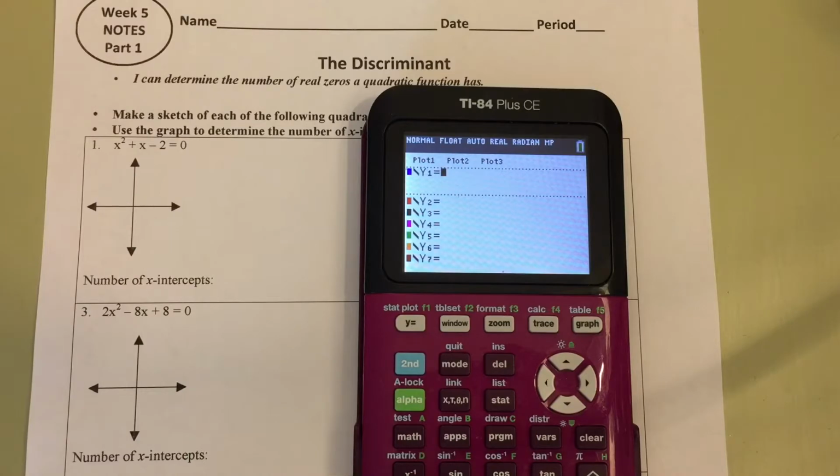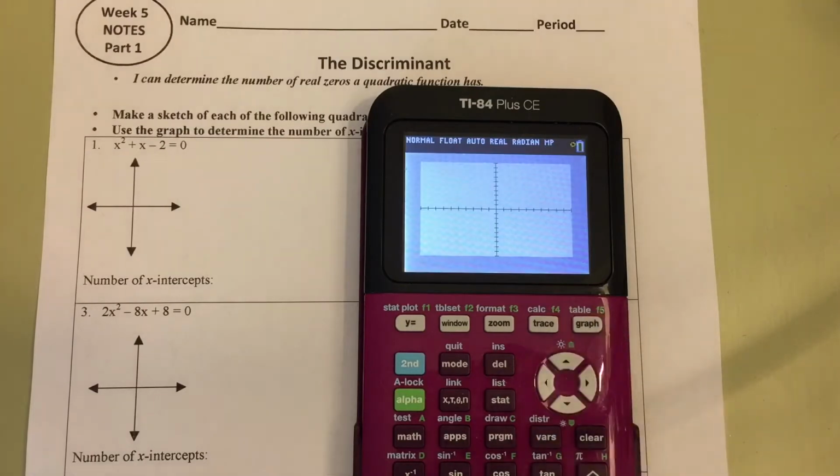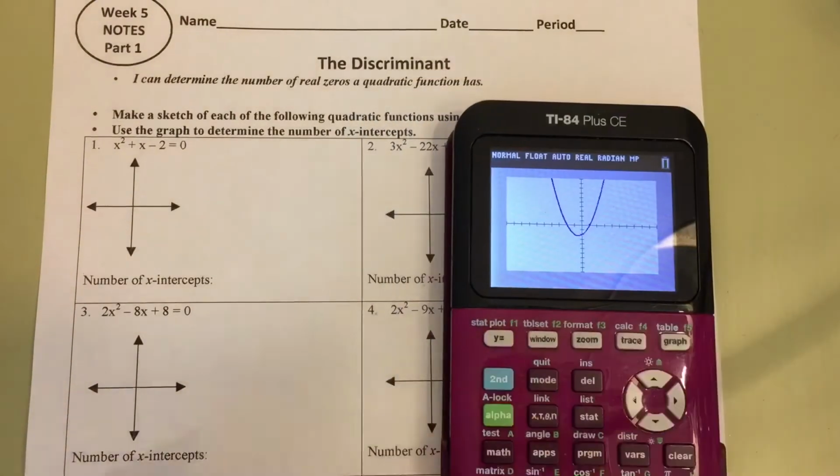In order to do it, it needs to equal 0 first. So if there's any of them that don't equal 0, we need to start there in order to graph. So x squared plus x minus 2, and then we'll graph it. And again, you're just going to sketch the graph. If you want to put little tick marks on and make it a little more accurate, that's okay. But really, a sketch is all you need, but it needs to look similar to this graph that's right there.